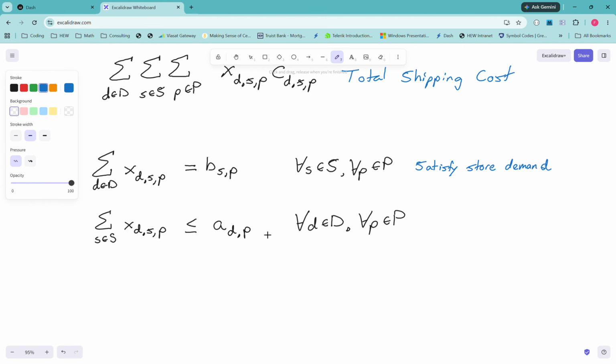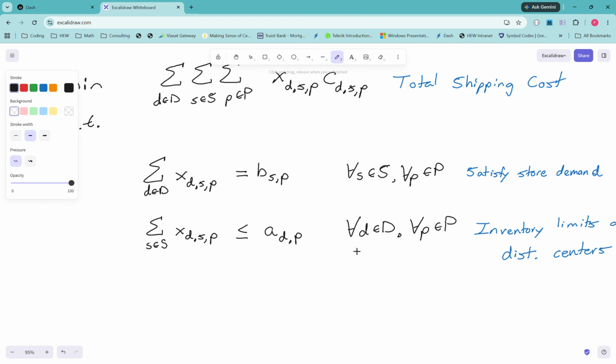And so again, this line here represents the inventory limits at my distribution centers. And again, although I've written that as one single line, there's going to be many different actual constraints that are going to come out of this, right? Because I'm having to write it for every distribution center and every product. So those are the big constraints that I can think of for this transportation problem.